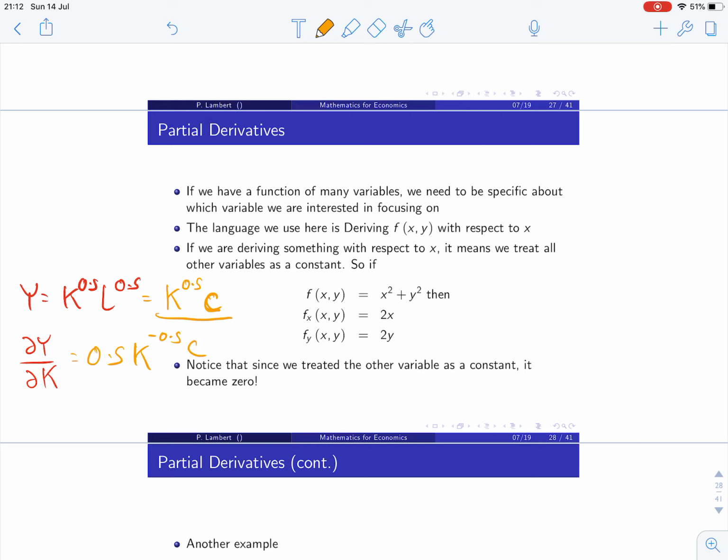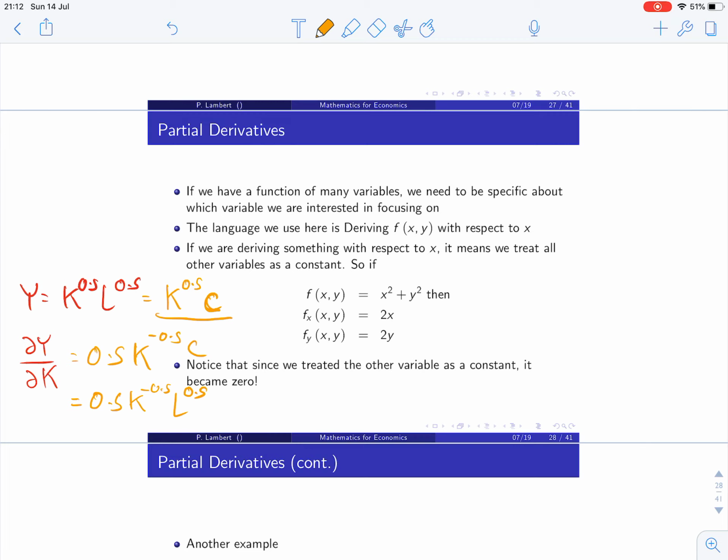And then we multiply by this constant again. Again, the constant was what? L to the power of 0.5. So let's just substitute that back in, and we now get our partial derivative with respect to k of this particular function.